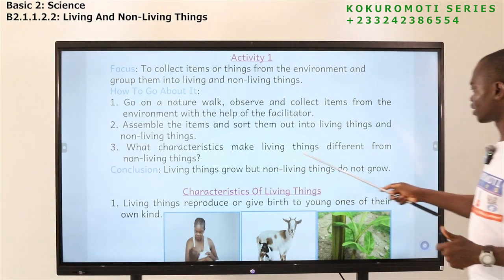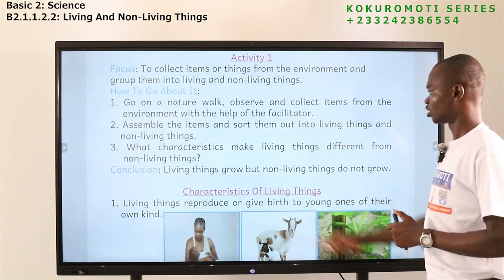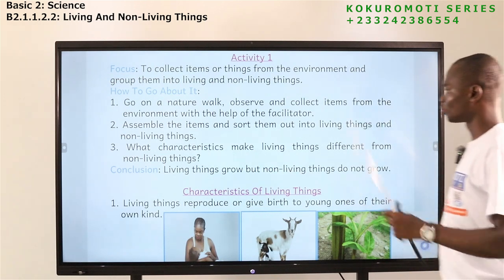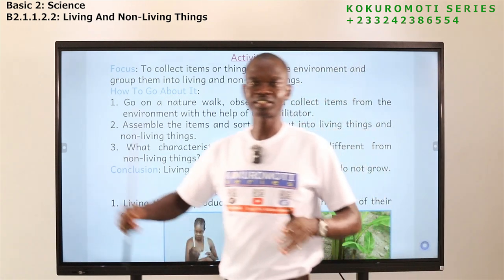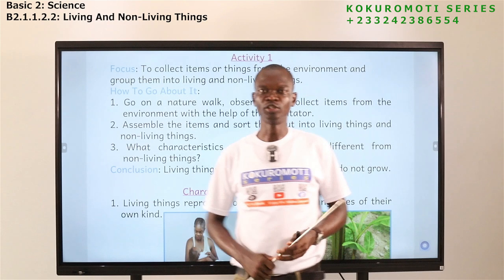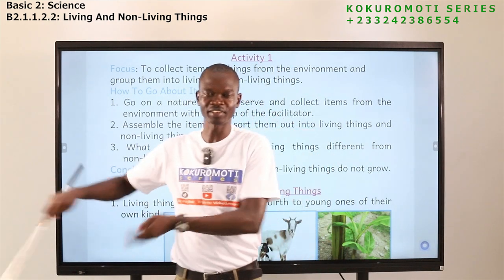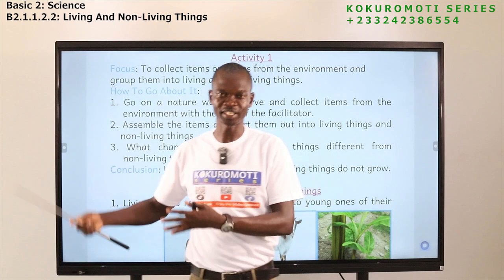What characteristics make living things different from non-living things? Conclusion. Living things grow, but non-living things do not grow. So we are saying that after you have sorted them, after you have grouped them, you will tell why these things are living things and these things are non-living things. What makes them different?